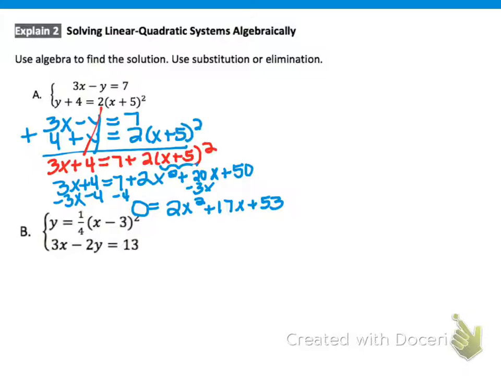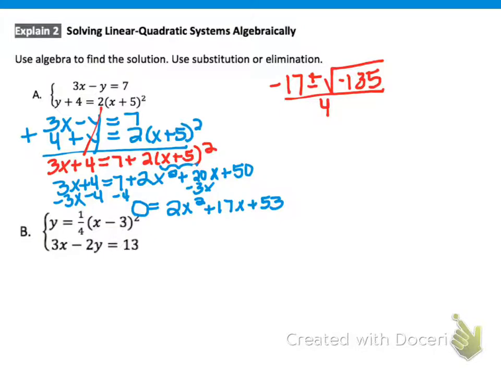So we can remember our quadratic formula song, x equals opposite of b, plus or minus square root b squared, so 17 squared, which is 289. Actually, I'm going to do this whole discriminant, and it turns out to be negative 135. And then all over 2 times a, 2 times 2 is 4.